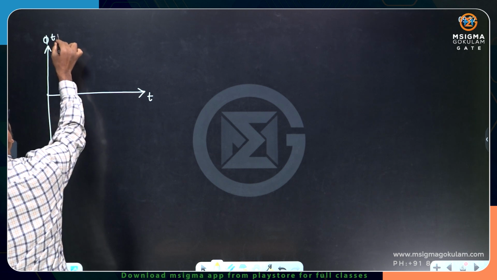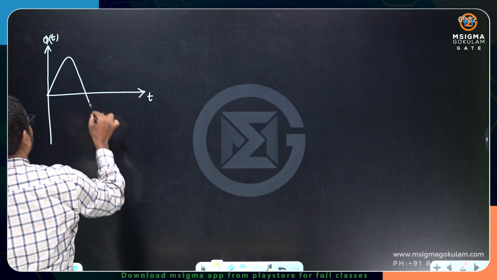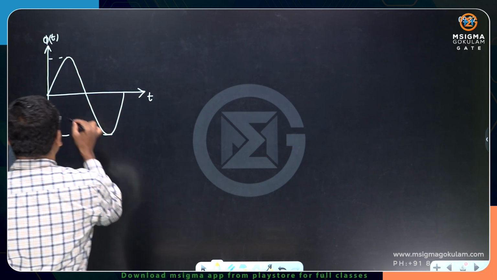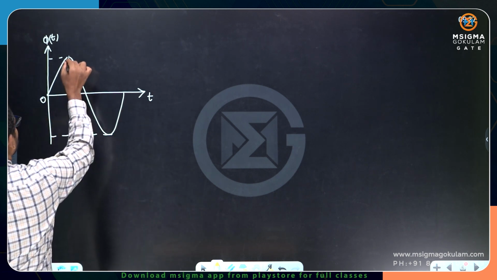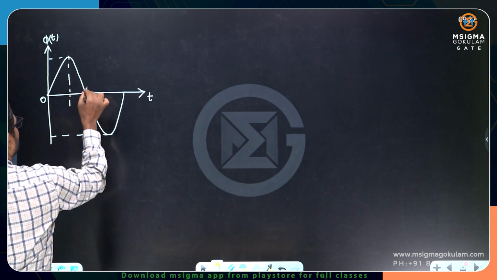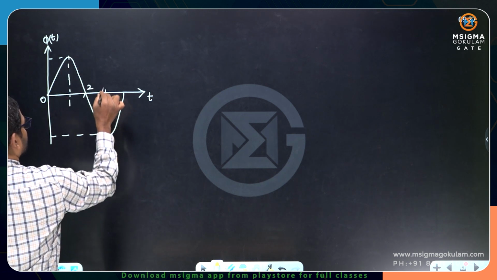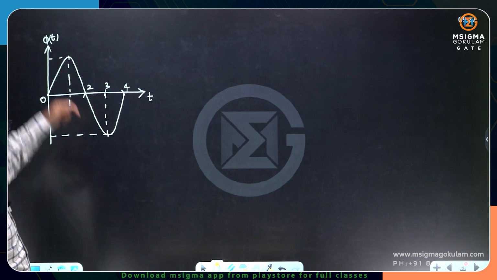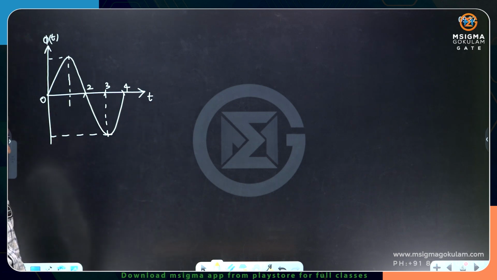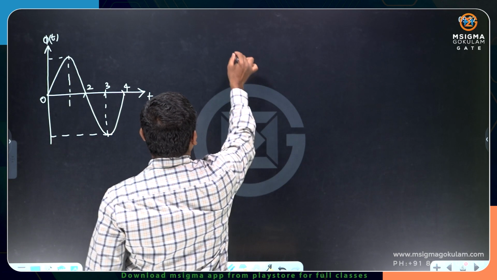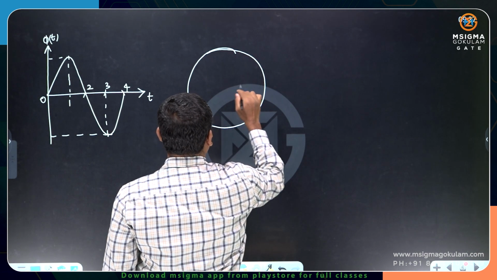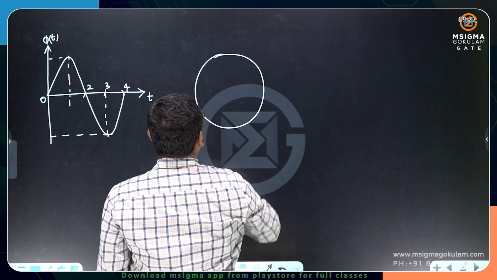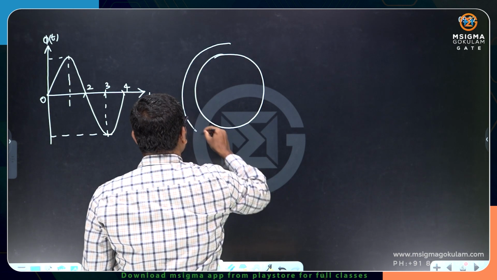Phi of t. How do you get phi of t? I will be getting phi of t due to I of t. Let me take up the instants 0, 1, 2, 3 and 4. From 0 to 1 the flux is increasing. From 1 to 2 the flux is decreasing. Okay. Now I am taking here a circular conductor. All right. Now let me show you the outer layer also.